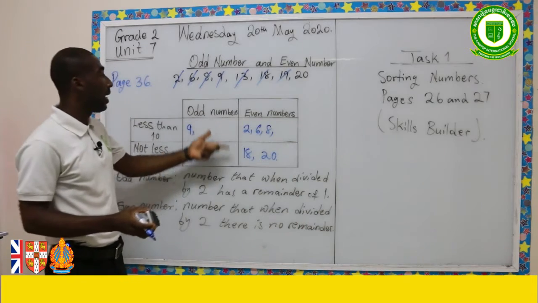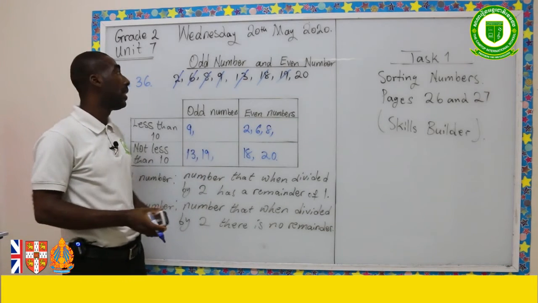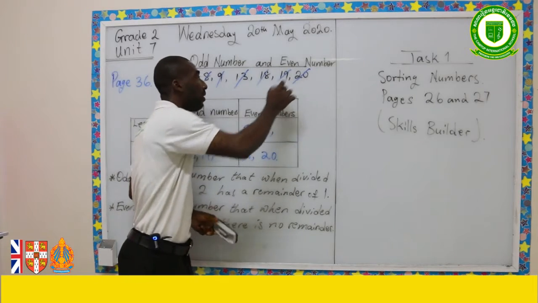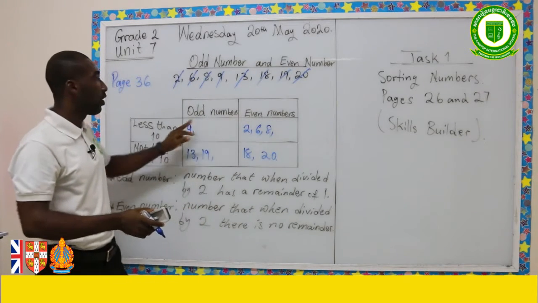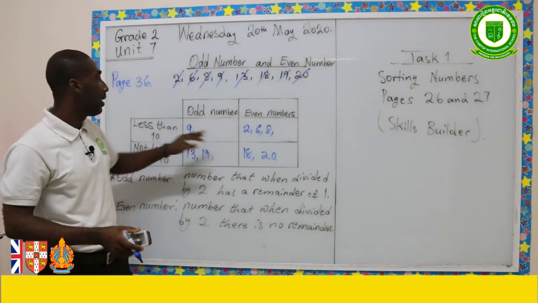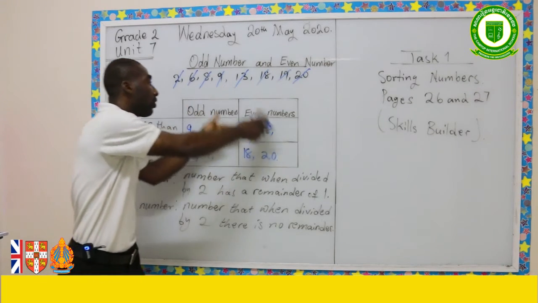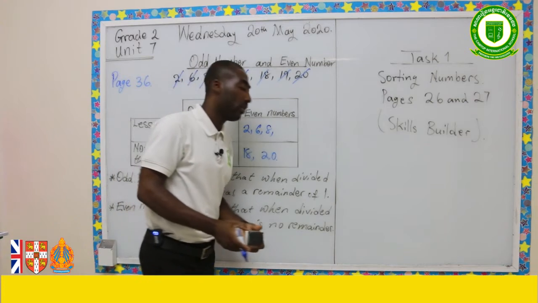Okay, so this is how we can complete our table using the numbers that we have here. So anytime you are completing tables like this, be guided by the instructions on the row and the instructions on the column.